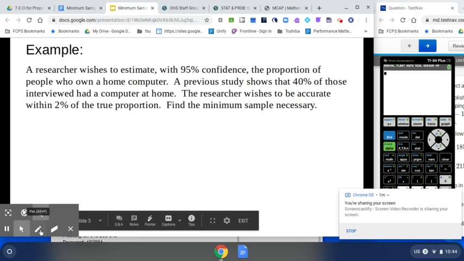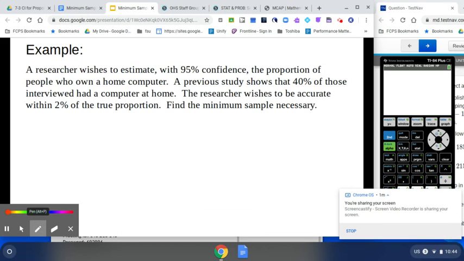This one says a researcher wishes to estimate with 95% confidence the proportion of people who own a home computer. A previous study shows that 40% of those interviewed had a computer at home. The researcher wishes to be accurate within 2% of the true proportion. We're finding the minimum sample size necessary.